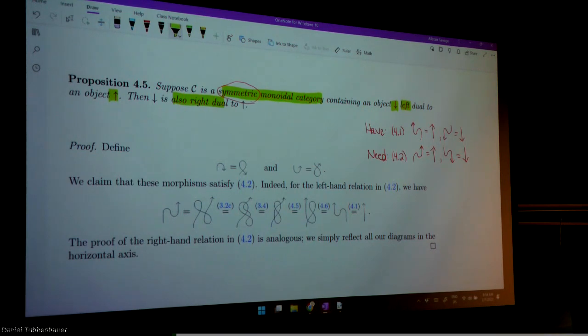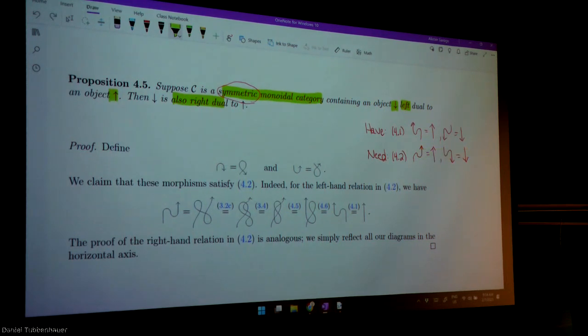Okay, so here's the proof. First of all, the equations that we have are these ones. These are the ones that say that down arrow is left dual to up arrow. And the ones that we want to prove are these ones, which say that down arrow is right dual to up arrow. So we have to get from this 4.1 to 4.2. So all we have so far are left caps and cups. We need to define right caps and cups and then show that they satisfy these zigzag relations.